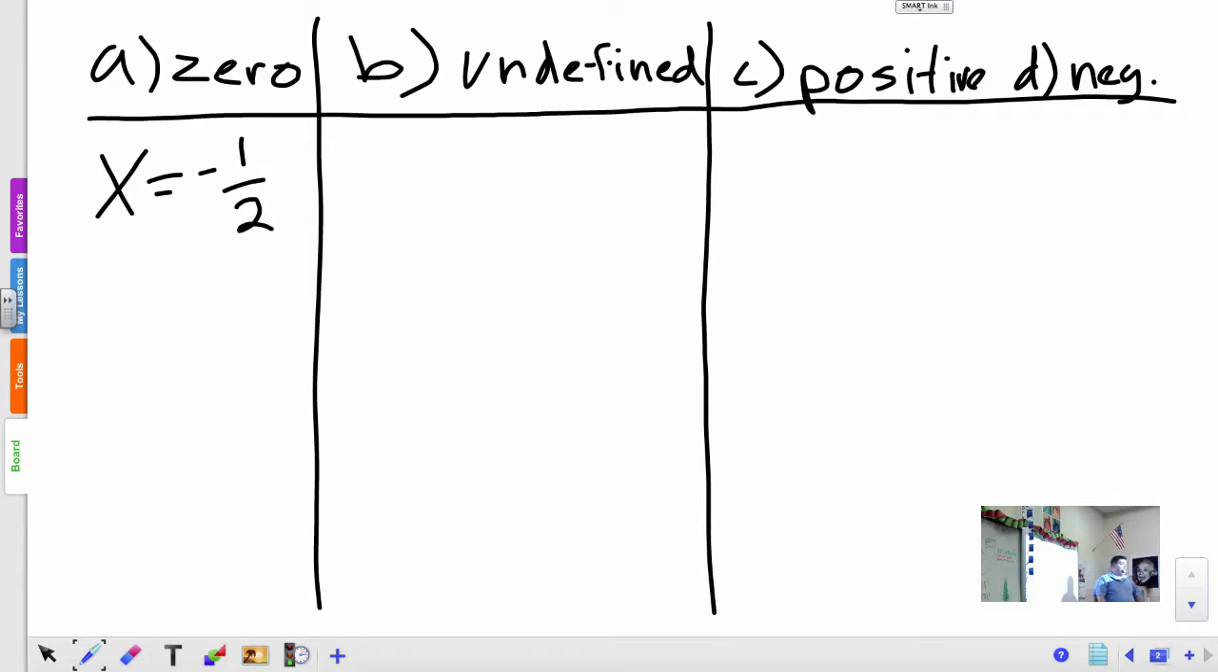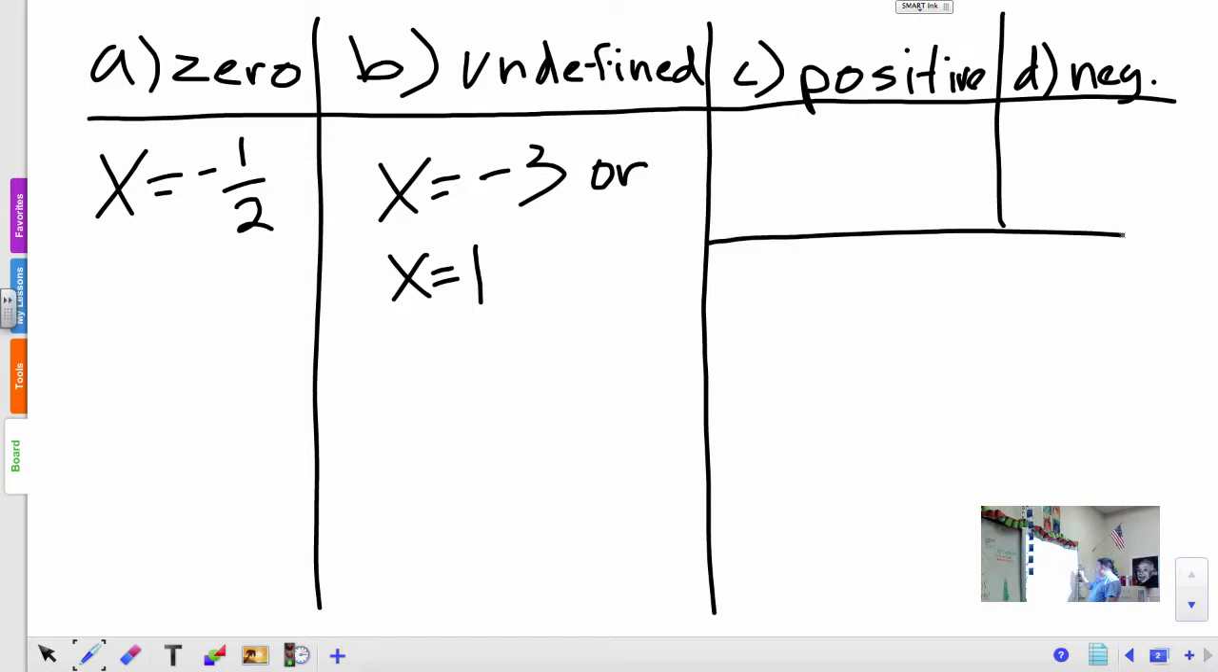When is this thing undefined? What makes the denominator equal 0? Yes? When the denominator, when x equals negative 3 or x equals 1. Okay, now this positive negative business we have to do a little differently. Okay, so what I'm going to do is I'm going to close this off here and we'll come back and answer it. This is where we need the sign chart.